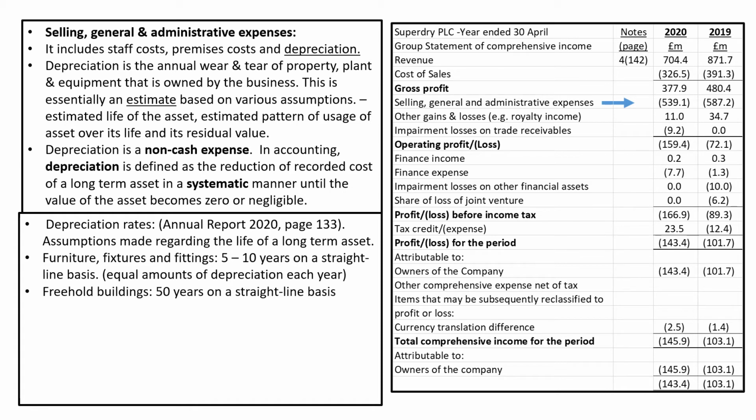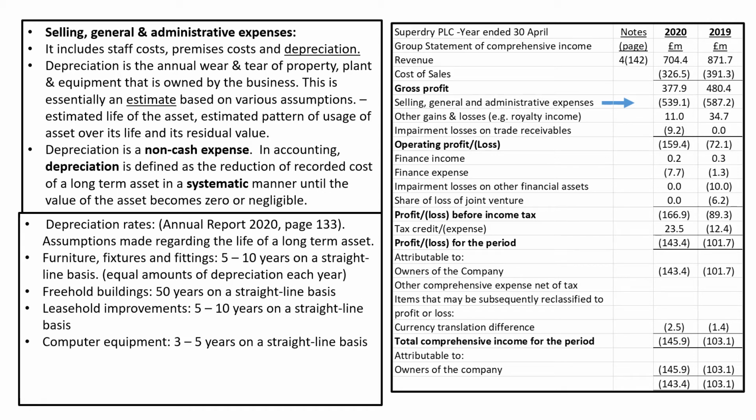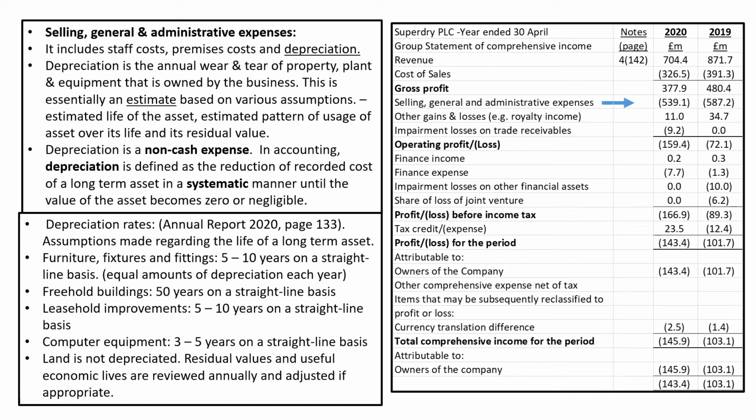For freehold buildings, the life is 50 years, leasehold improvements between 5 and 10 years, computer equipment between 3 and 5 years. But land is not depreciated. What happens is that the residual values and useful economic lives are reviewed annually and adjusted if appropriate.